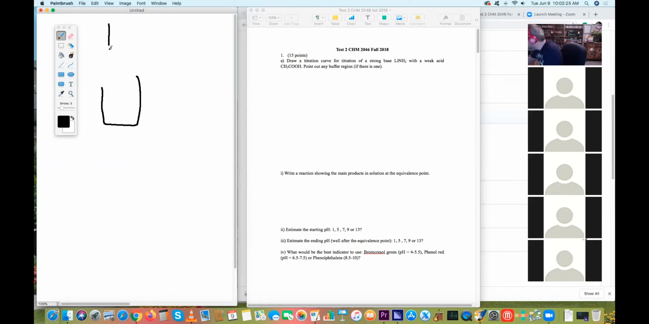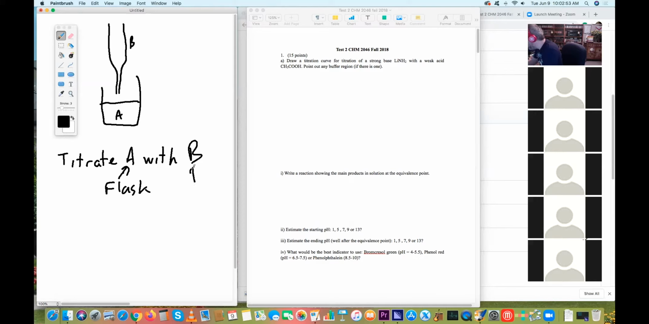The situation involves having a burette, which I don't draw very well, and a flask. When we're titrating something with something, let's say we've got A in the burette. If we're saying we're titrating A with B, you've all done titrations before, we know that A is in the flask and B is in the burette, which is kind of important.